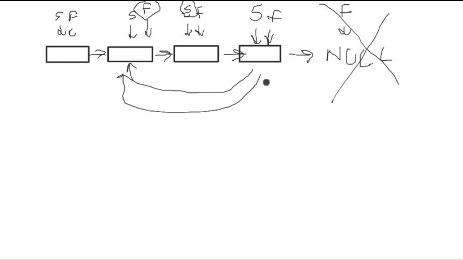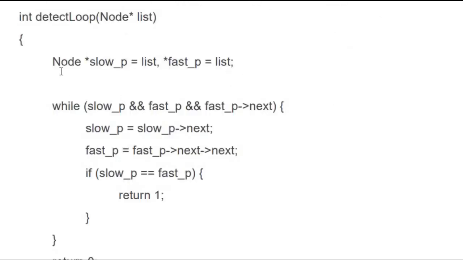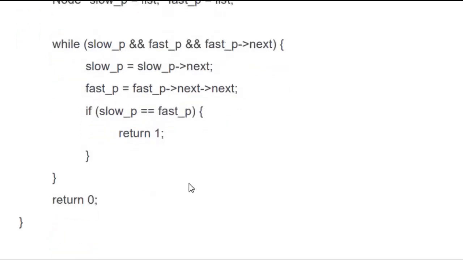Let's see it in code so that you can understand it better. As you can see, there are two pointers, a slow pointer and a fast pointer. Both are pointing initially to the head pointer or the list pointer. If the slow pointer reaches null, or the fast pointer reaches null, or the next of the fast pointer reaches null, it will mean that there is no loop, in which case we will return 0.